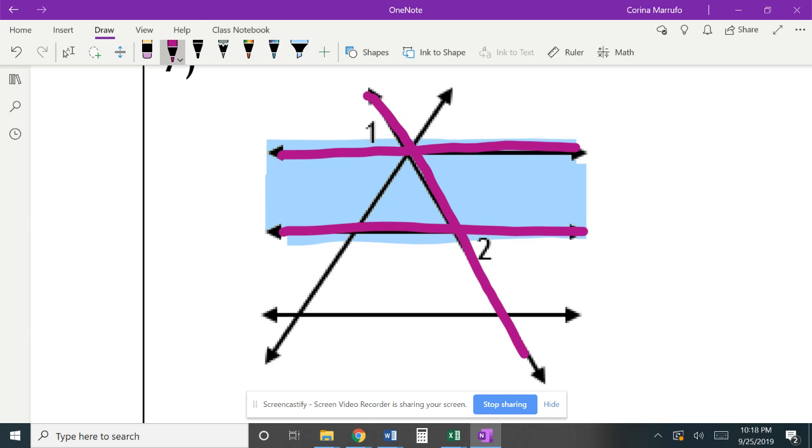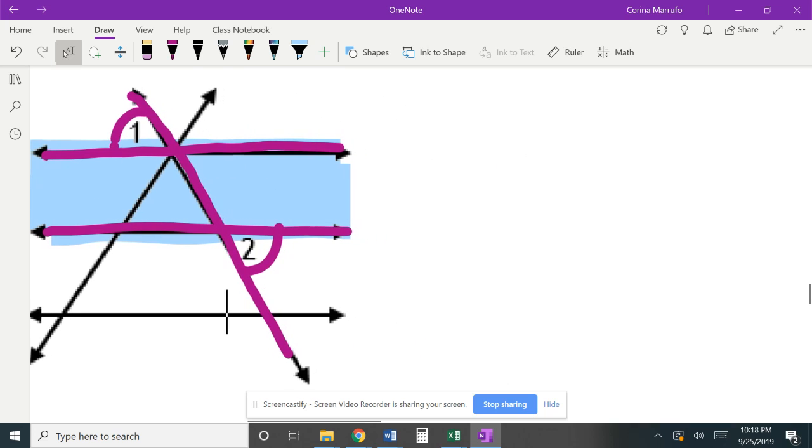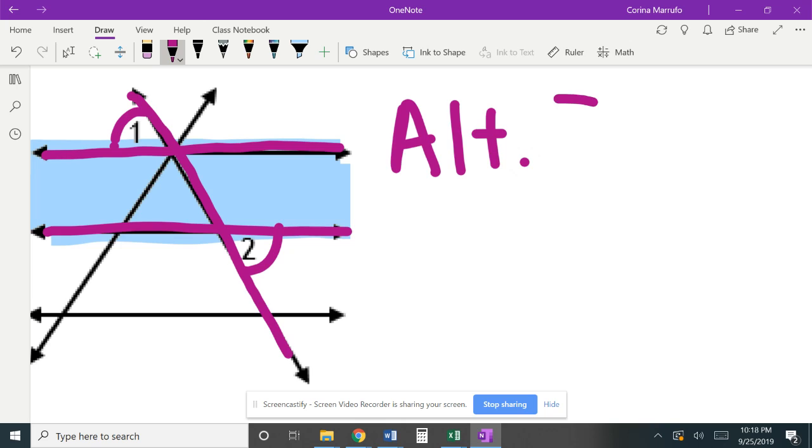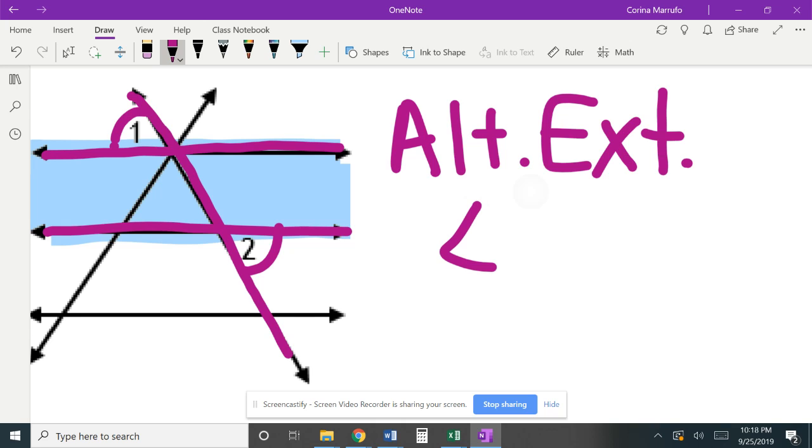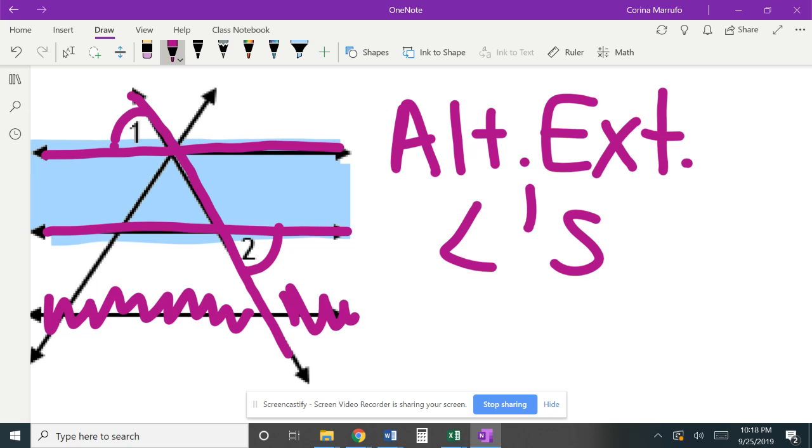So if we notice, both angles 1 and 2 are outside. So it's going to be exterior. And then if we notice, they're on alternate sides of this transversal that I highlighted in purple. And so this is going to be considered alternate because they're on alternate sides of the transversal. Exterior because they are outside of the parallel lines. And then angles. Okay, so this line does not matter because angle 2 is not on this line. Angle 2 is made up with this piece and this piece right here.